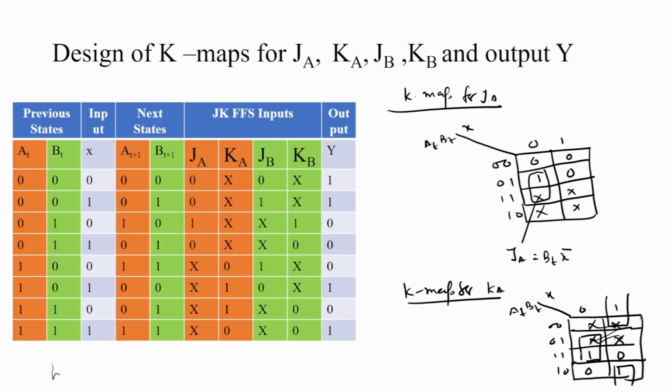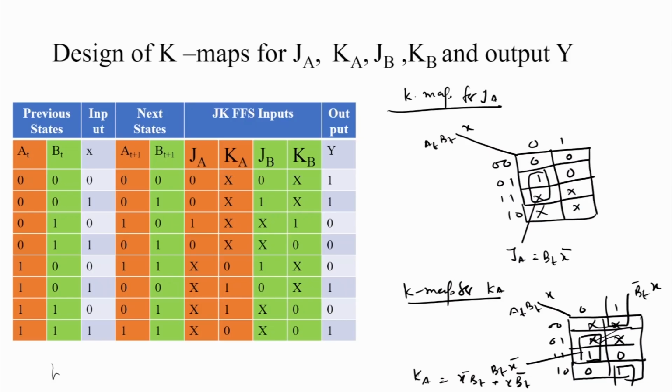This group represents, here B is fixed, BT X complement. Similarly, this group is 0 0 1 0, where BT complement is fixed, BT complement into X. The final expression for KA is BT X complement plus X into BT complement. This is the expression for K.